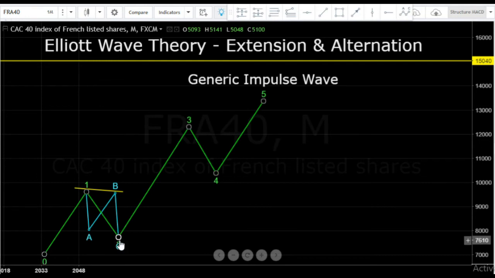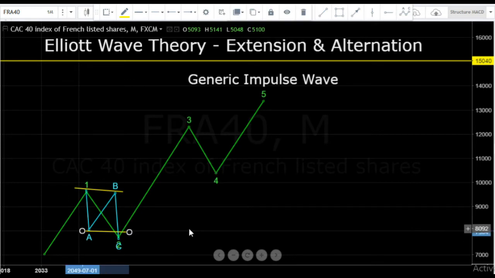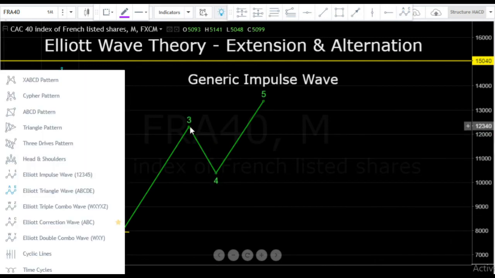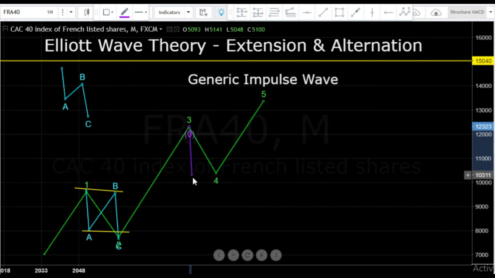And we have a nice flat correction where C just comes slightly below A. The guideline of alternation basically states that if we've had a flat correction there, we're not going to get a flat correction here. We may get a zigzag. Or as we know from earlier on, we could possibly get a triangle in here.